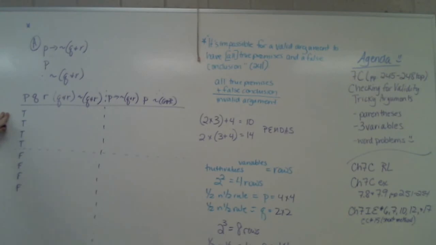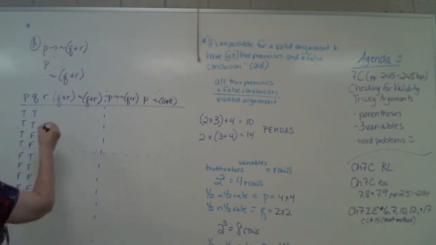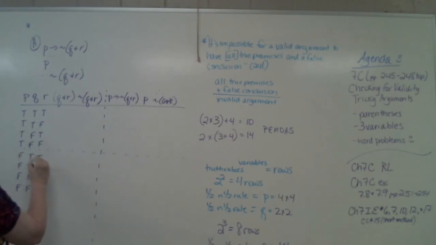Half of 4 is 2, so my Q is true, true, false, false, true, true, false, false. Now you'll notice I have 2 of each set, so I've already made 4 of these unique instead of 8. So now my R comes in 1 by 1: true, false, true, false, true, false, true, false.